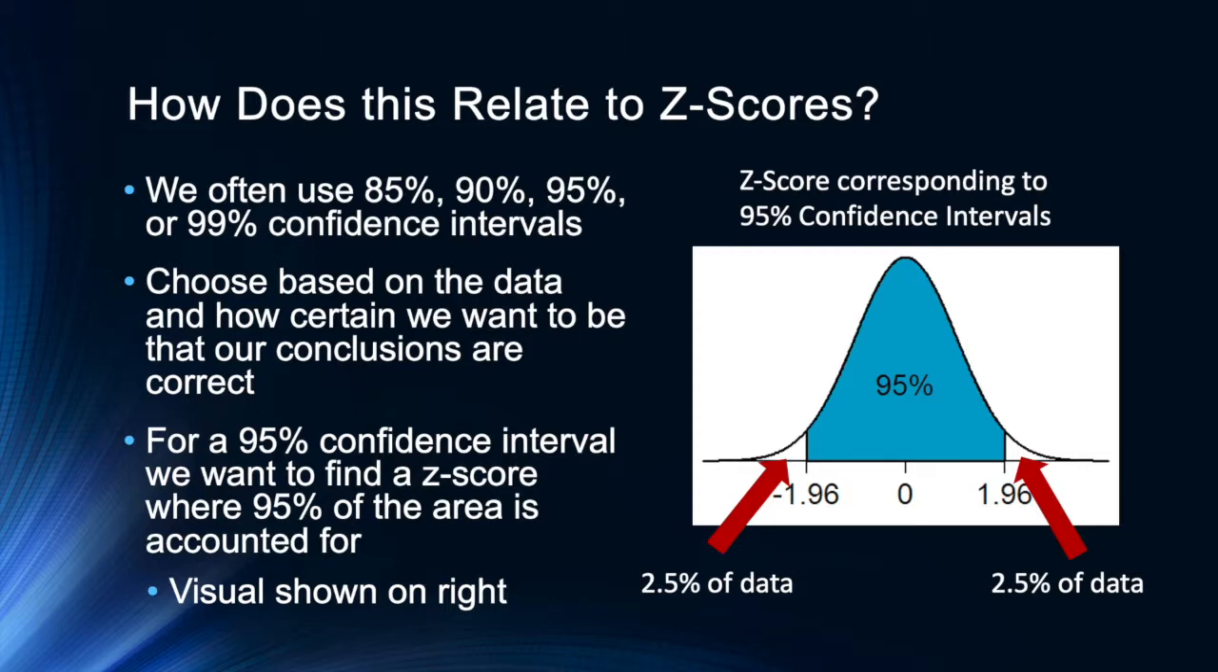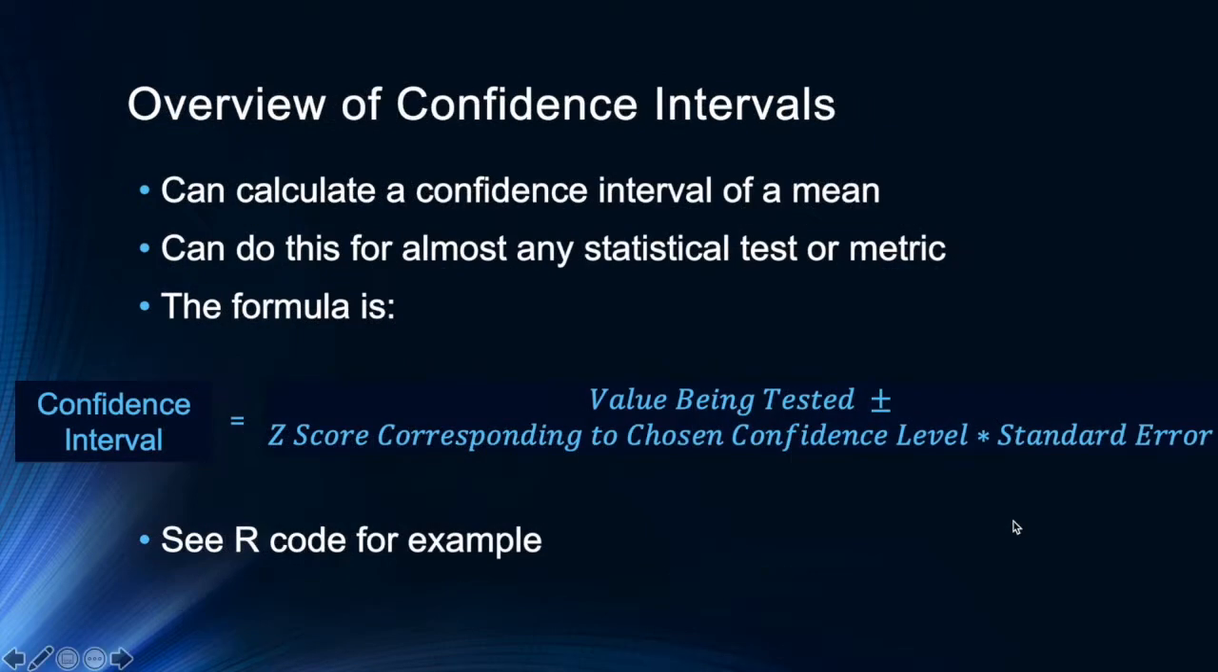So we have our value that's being tested, that would come out of a statistical test. And then 1.96 would be here. That's what I mean by z-score corresponding to a chosen confidence interval. So we know we want a 95% confidence interval, that's always 1.96. We would take that times our standard error. The reason we do that is because, as I said, each sample is going to have a certain amount of error involved with it, so we have to account for it. Then we'll have a range.